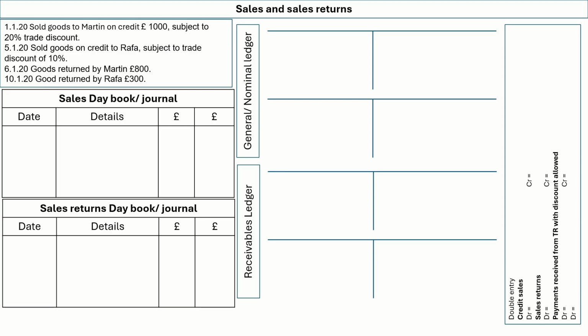You can print this format in order to complete today's questions. Take a few minutes to identify the double entry for credit sales, sales returns, payment received from trade receivables with discount allowed.